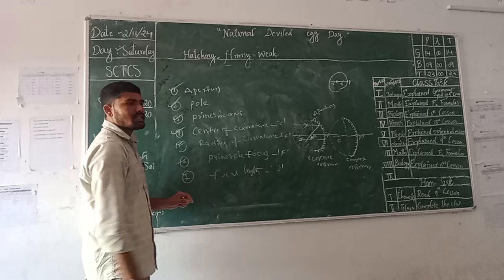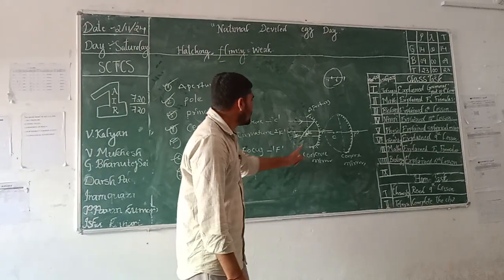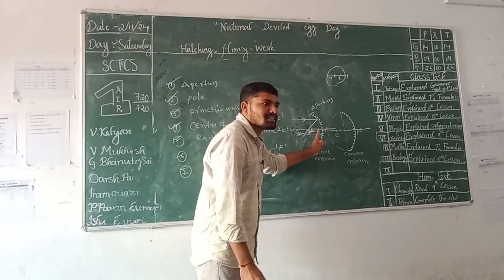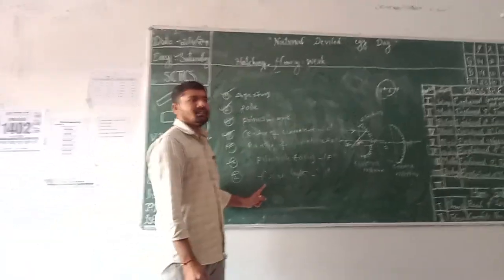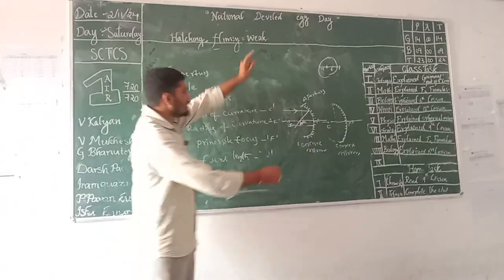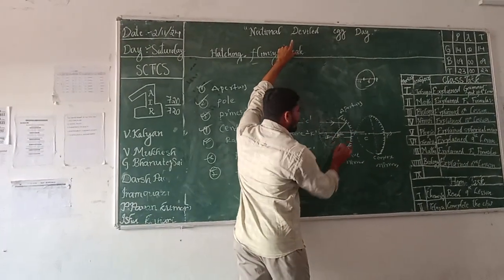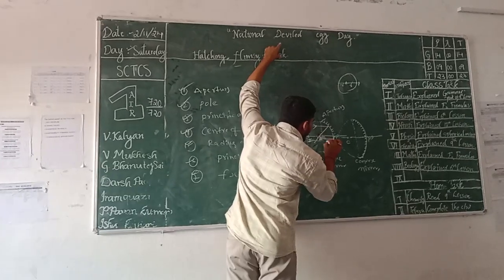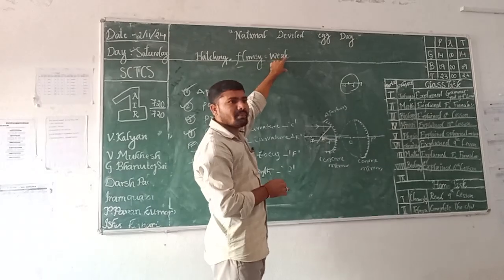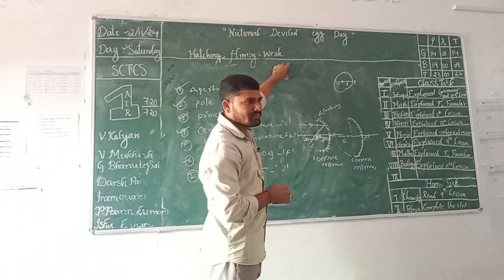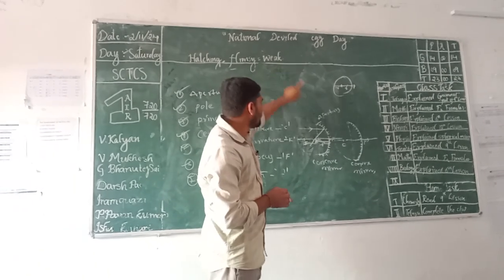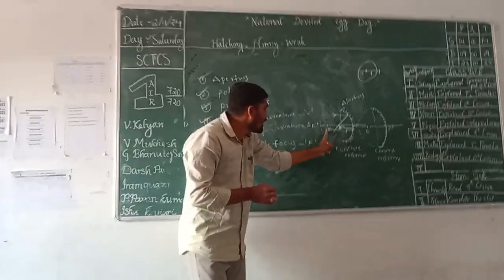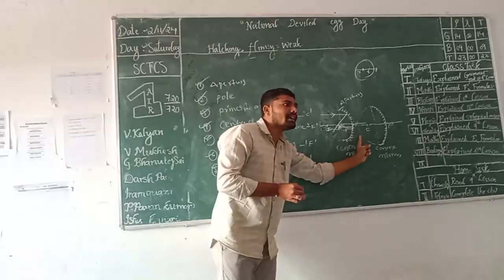Next, the focal length. The focal length means the distance between the focus and the pole is called the focal length. So this distance is called the focal length. It is denoted by the small f. The distance between the focus and the pole is the focal length, and the distance between the center of curvature and the pole is called the radius of curvature.